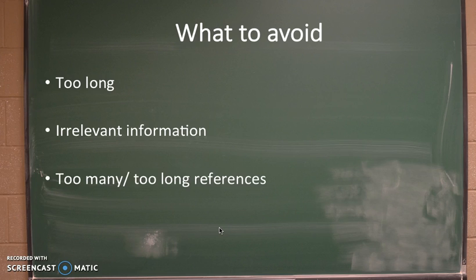Also, avoid putting in too many references and too long references. Too many references are again going to make the introduction too long. And if your references are too long, in academic writing you are supposed to paraphrase, maybe pick up small chunks of the references, and then you can reference the author.